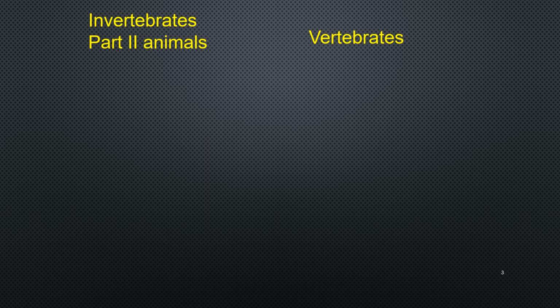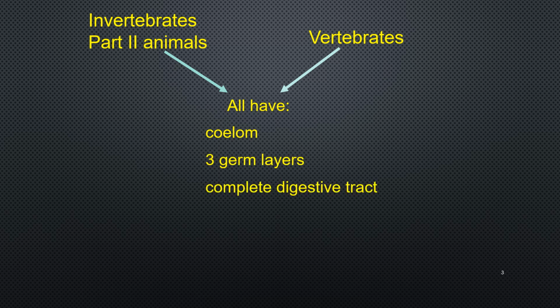Okay, so now moving forward, we're going to continue looking at invertebrates, and then we're also going to bring in some vertebrates as well. And one of the things that we're going to look at is what they have in common, the ones that we're going to be looking at in particular. First of all, they all have a coelom, and we'll go into what that is. They have all three germ layers. We talked about what the germ layers were. They have a complete digestive tract. That means they have a mouth and an anus. So we're working with a single direction digestive tract.